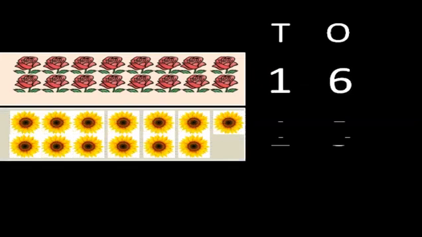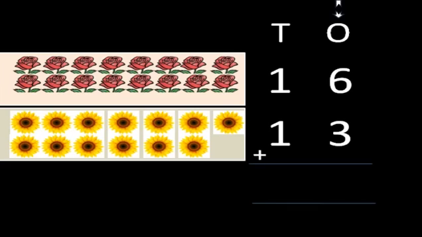Next, addition of two digit numbers without carrying. Let us consider this example. In the first box, we have 16 roses. Arrange the given number into their respective columns. Place 6 under ones and 1 under tens column. And in the next box, we have 13 sunflowers. Place 3 under ones and 1 under tens column.